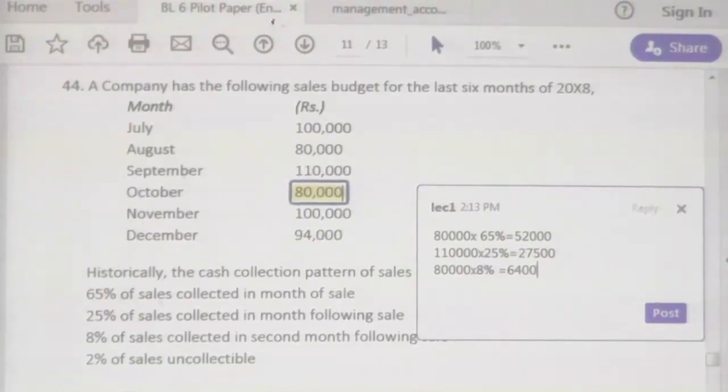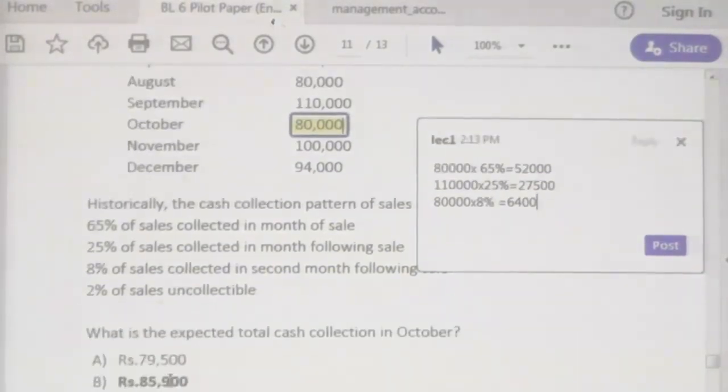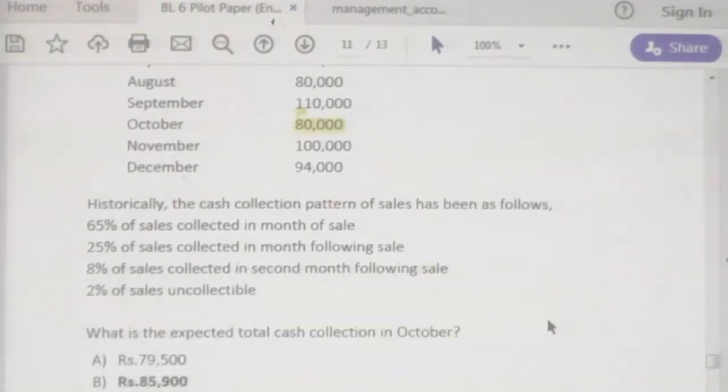Total collection would be 85,900. Let's see. Yes, answer will be 85,900. That is the sum of these three values, right? Sum of these three values will be 85,900.